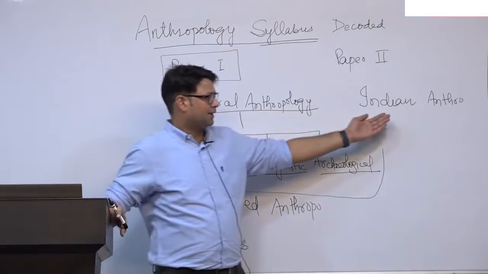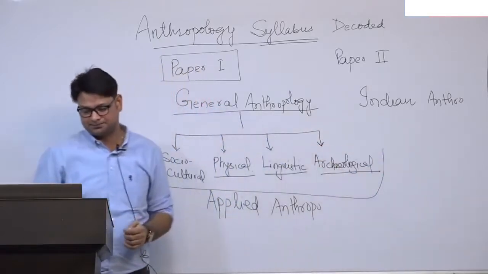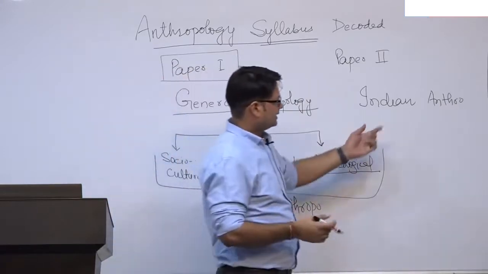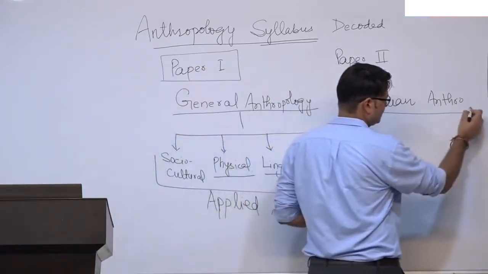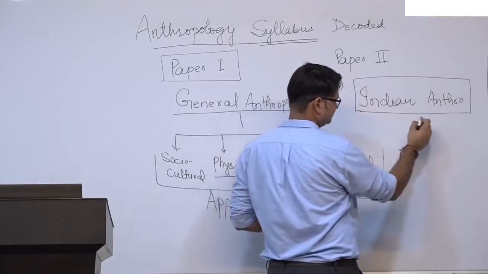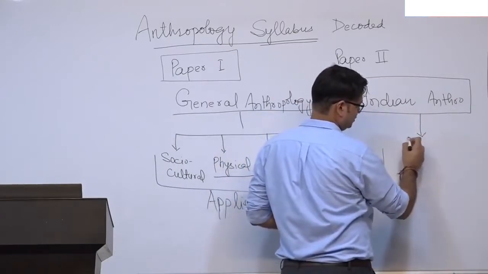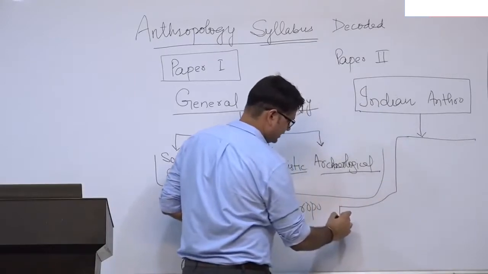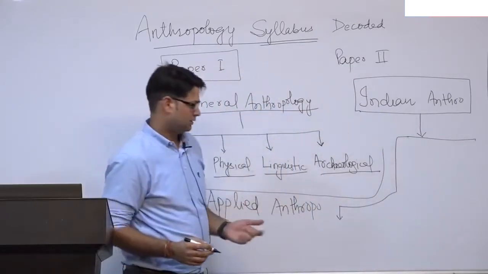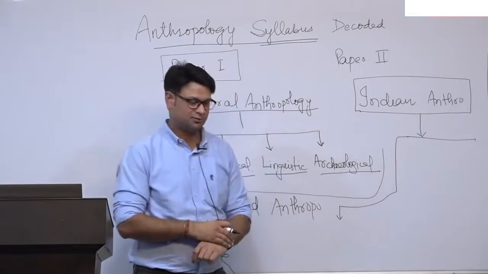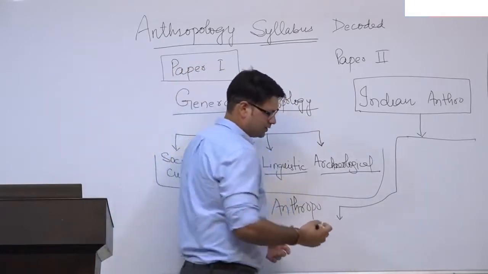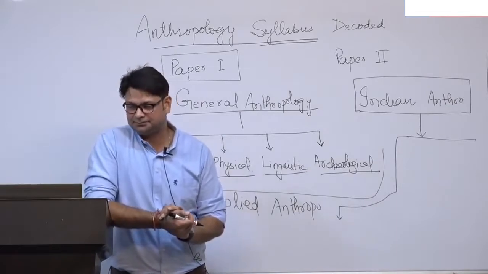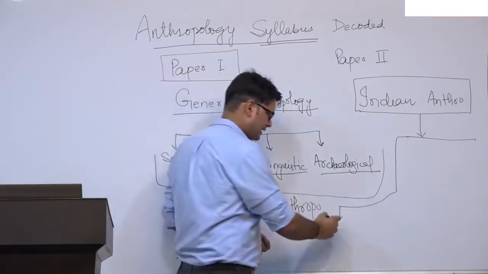The second paper is mainly Indian anthropology, in which you have basically two portions. You can take it as three. The first one starts with unit 1. So 1.1 carries the archaeology of India.